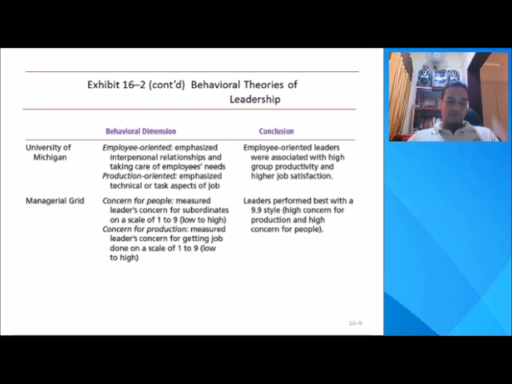Again, one of the key contributions of the behavioral approach is that it looked at the various dimensions that create a good leader, but the behavioral theories of leadership were not able to really tell the managerial community which is the best style. Why? Because situational factors were not considered while looking at its effectiveness.